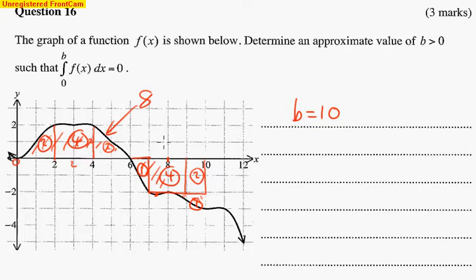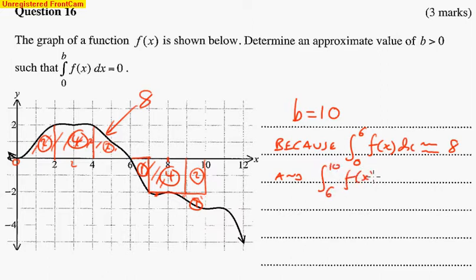I suppose my diagram does explain roughly what I've done, but I'm also going to write it a little bit in words, and that's because the integral between 6 and 0 of f of x is approximately equal to 8, and the integral between 10 and 6 of f of x is approximately equal to negative 8.